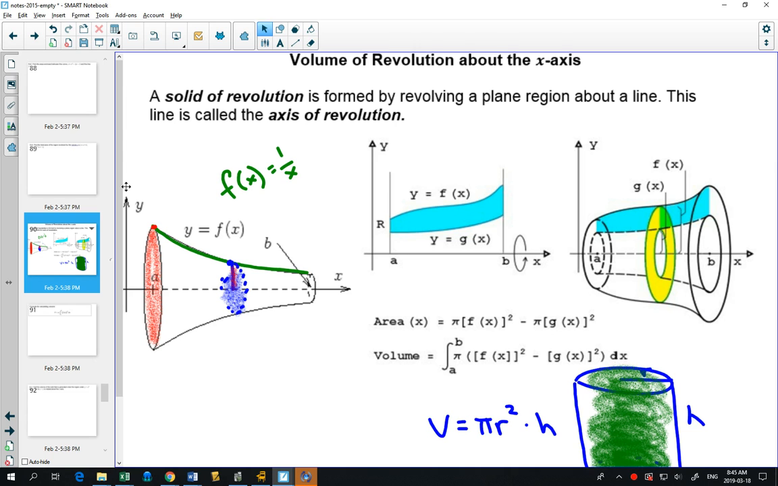What we're doing is we're taking an equation, so a solid of revolution is formed by revolving a plane region about a line. So if you take an equation like f of x, and you imagine finding the area under the curve of f of x, so that would be this area, and I take that area and wrap it around the x-axis, it would fill in a volume. And that is called a volume of revolution.